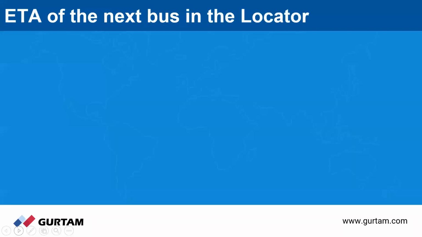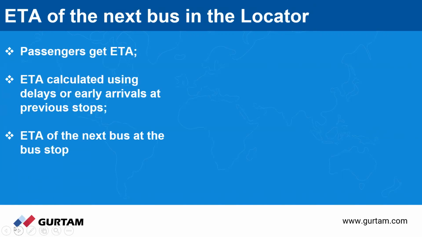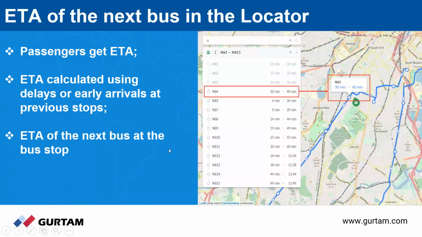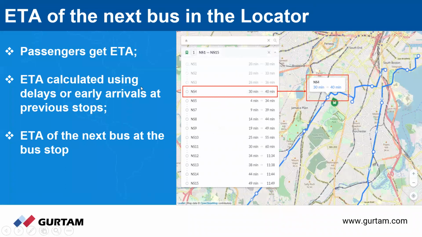The last but not least feature that we added is the estimated time of arrival of the next bus in the locator. Passengers who receive the locator link will get an estimated time of arrival. And you will be able to see the estimated time of arrival in two ways. The first, if you start typing the route number or the bus stop, you will see the two columns open.